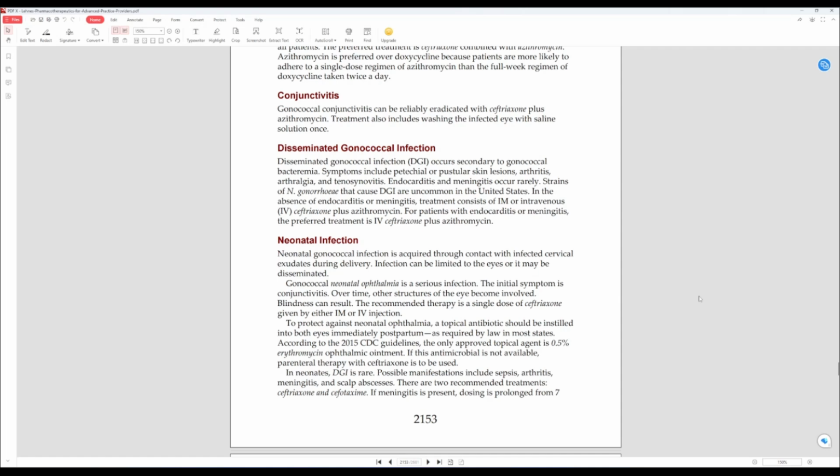Disseminated gonococcal infections, also known as DGIs, occur secondary to gonococcal bacteremia. Symptoms include petechial or pustular skin lesions, arthritis, arthralgia, and tenosynovitis. Endocarditis and meningitis occur rarely. Strains of N. gonorrhoeae that cause DGI are uncommon in the United States. In the absence of endocarditis or meningitis, treatment should consist of an IM or IV ceftriaxone plus azithromycin. For patients who have endocarditis or meningitis, the preferred treatment is IV ceftriaxone plus azithromycin.